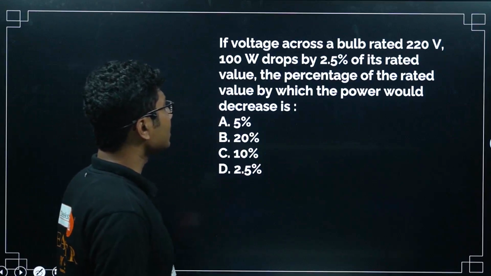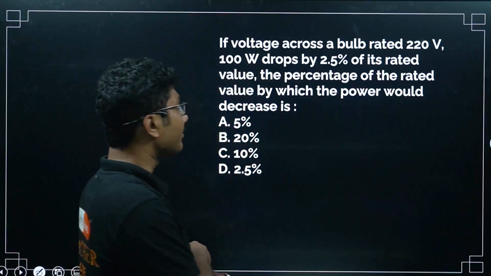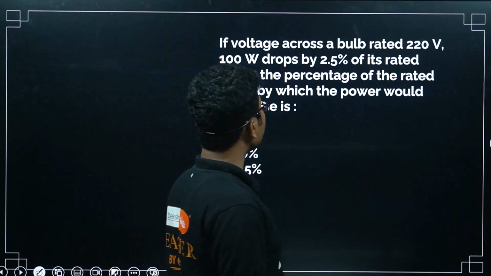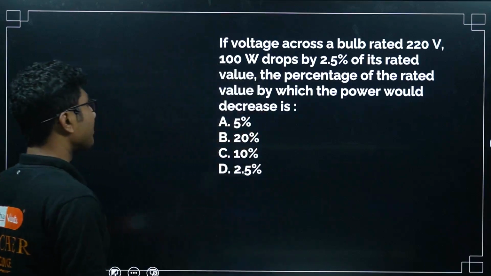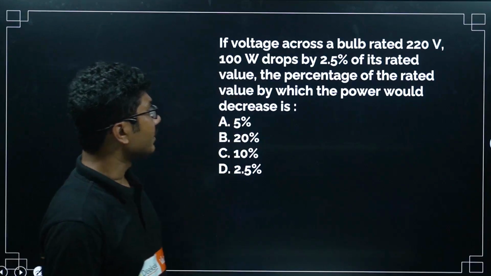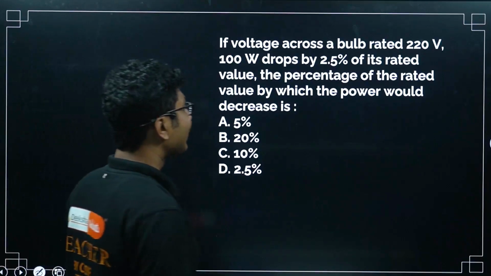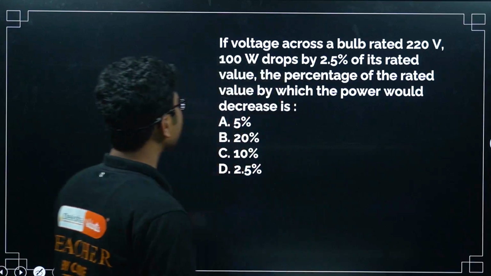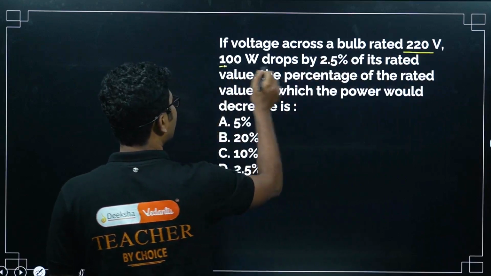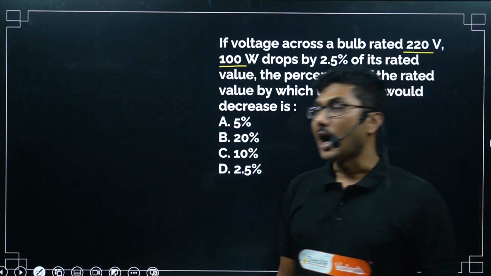If voltage across a bulb rated 220 volt, 100 watt drops by 2.5% of its rated value, the percentage of the rated value by which the power would decrease is. This is a PYQ, a previous year question. One of the years it came. So you might think, okay, what is the formula that we are going to use? So voltage is dropping. Okay, how much will power change?